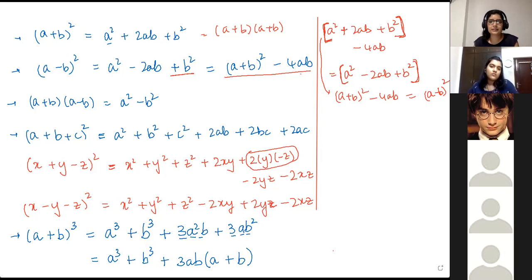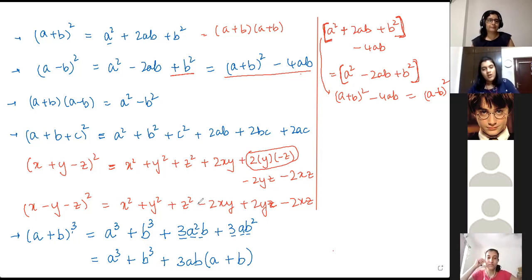Simple. A plus B whole cube. Just like A plus B whole square, you start off with A cube plus B cube. Now because this is cube, you get 3 over here, so 3AB instead of 2AB. And because this is cube, you have an extra bit, which is A plus B. On expanding this, if you multiply 3AB by A, you get 3A square B, and multiply 3AB by B, you get 3AB square. That's all it is. Simple, better understood. Yes, ma'am.